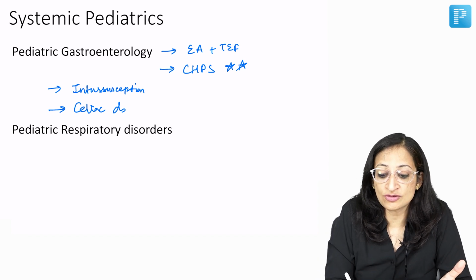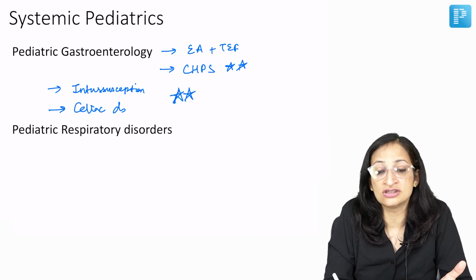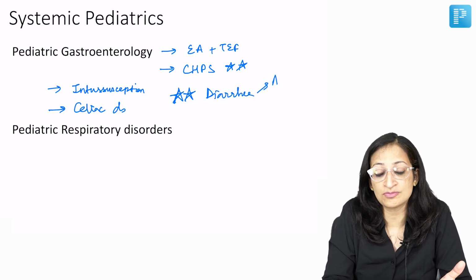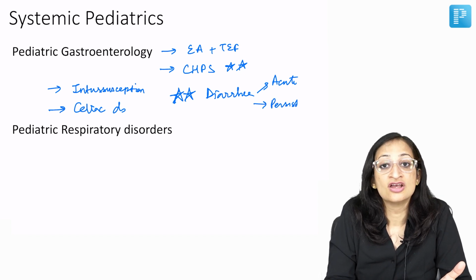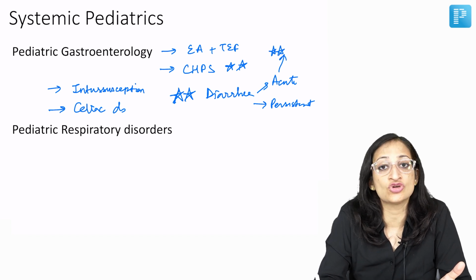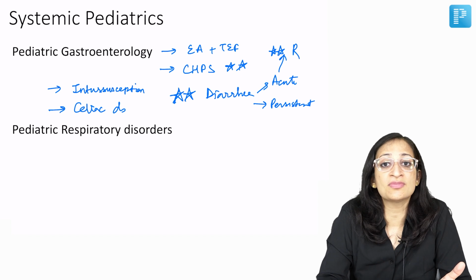Now, apart from that, very, very important is diarrhea in children. So the most important is acute diarrhea, and persistent diarrhea is also sometimes asked. So acute diarrhea as well as persistent diarrhea. In acute diarrhea, the treatment part is very, very important. We know the etiology is mostly viral. The treatment part is very, very important.